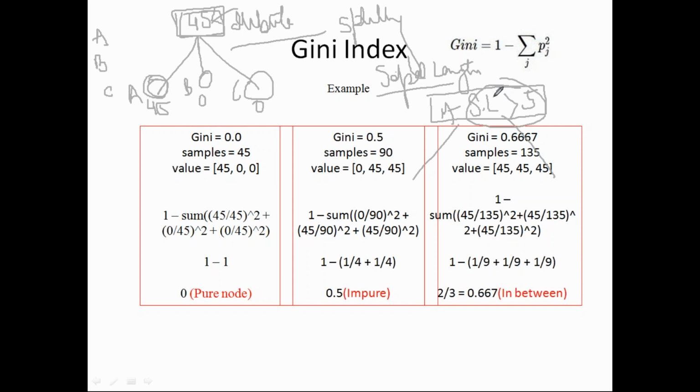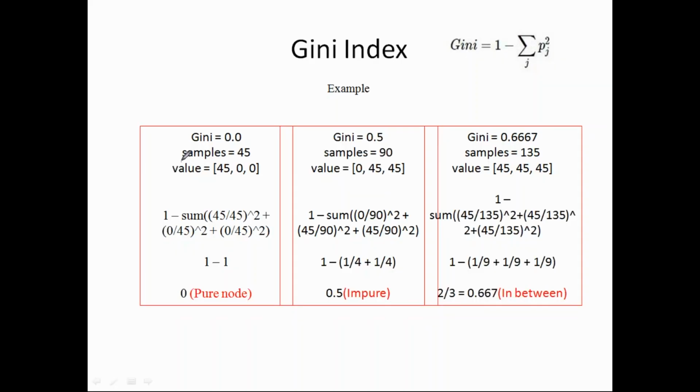What I'm trying to say here is, just try to understand. Here the samples were 45, which got split into 45, 0, 0. So that means it's a very pure splitting. Out of 45 data samples, I have no confusion, and I directly know that all the data points are of A category. Now this is the first case, this is the second case, this is the third case.